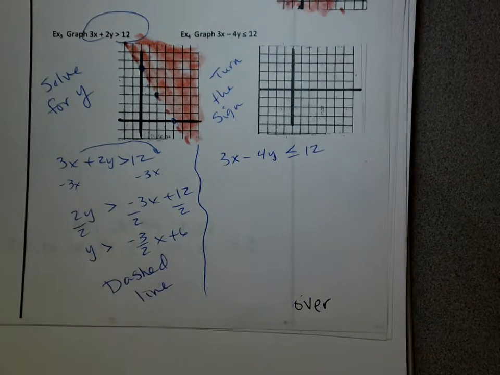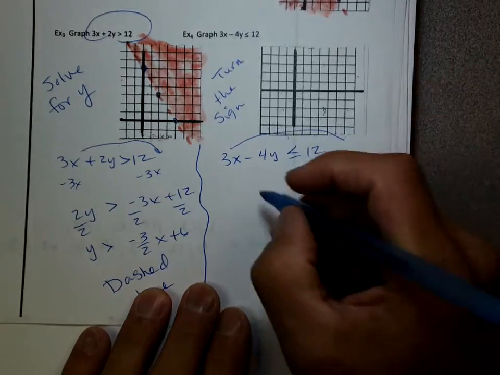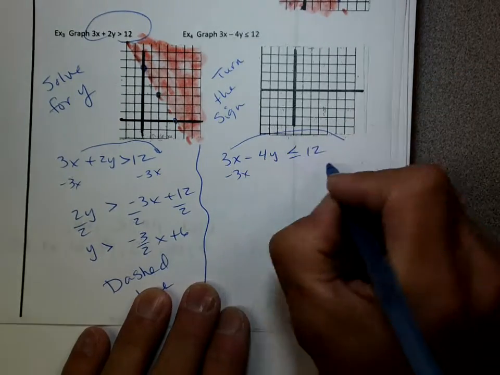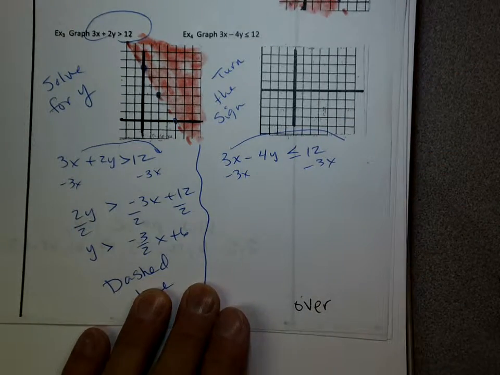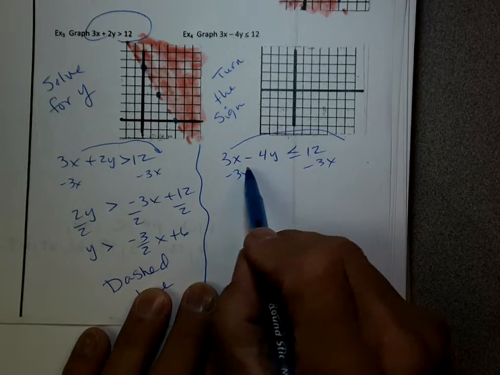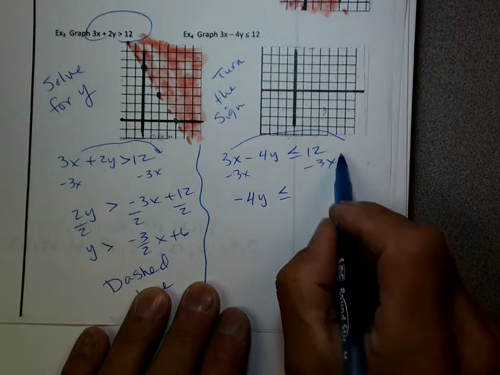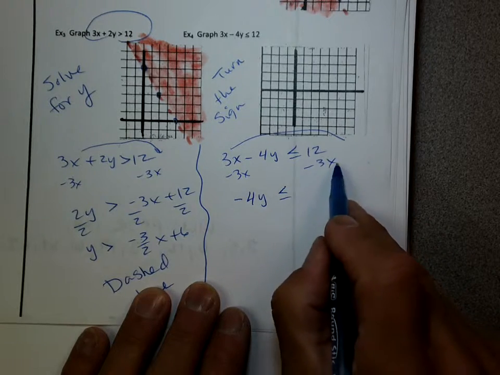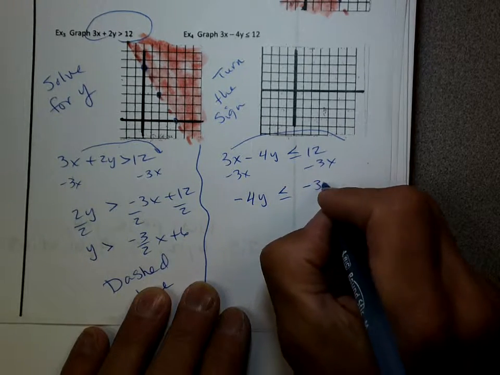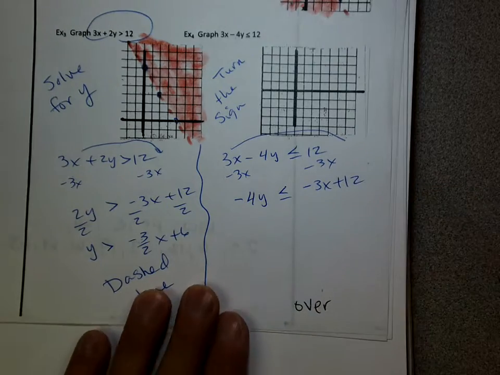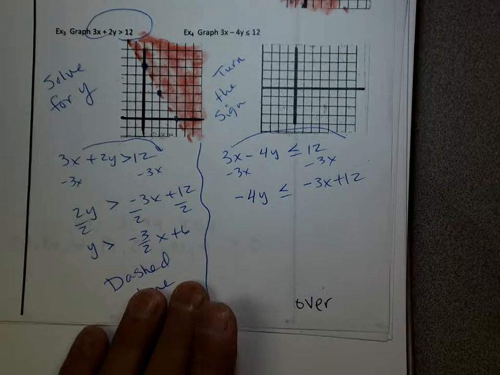Okay, again, let's solve. So I'll bring over the 3x. So I'll subtract my 3x minus my 3x. I'll have left over a negative 4y less than or equal to, and I'm not going to subtract those. You can't. That's an x, and that's not. I'm going to go negative 3x plus 12. I like the x first, slope. Now, here's where I'm going to turn the sign.